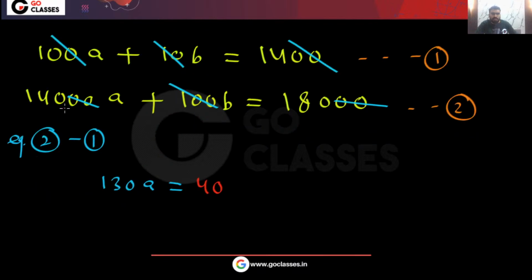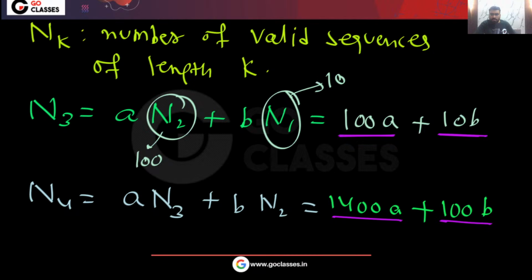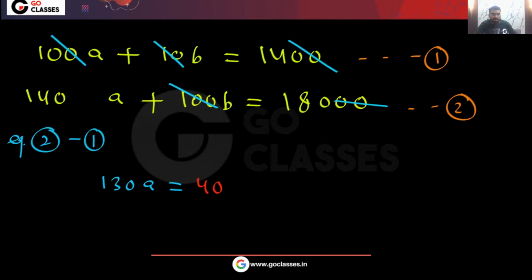So 1400. Oh, okay. This is okay. I wrote it 14,000. Okay, sorry. This will be 1400. Okay, so now these will cancel. Yes. Okay, so these will cancel. I made a mistake here. I wrote 14,000 here. So these will cancel.